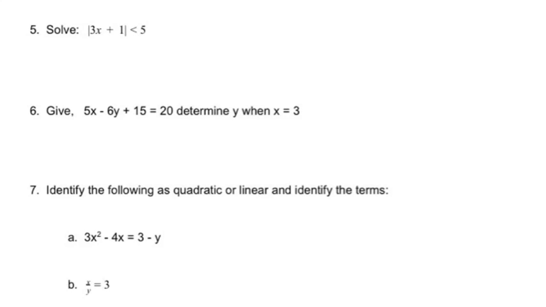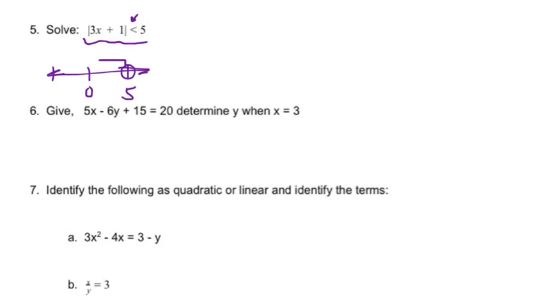Alright, this is a continuation of the semester review. This is problem number 5, and we're supposed to solve this inequality. It's a single variable inequality with an absolute value in it. This time the distance away from 0 has to be less than 5 units. That means we have to get closer and closer to it.